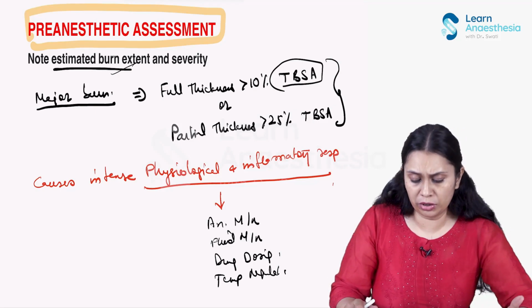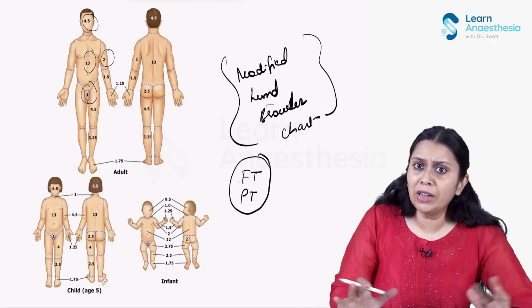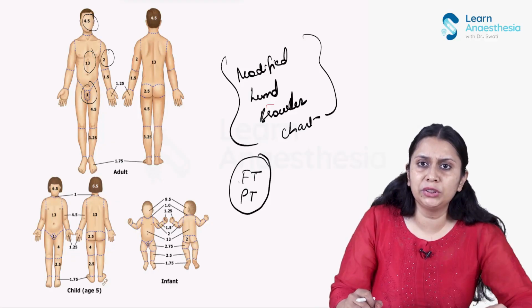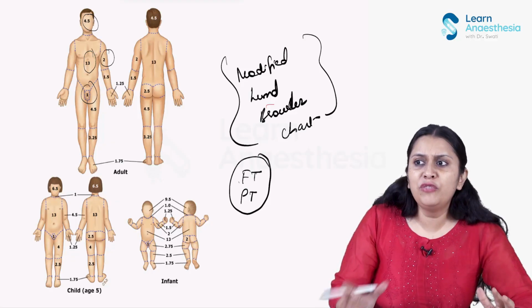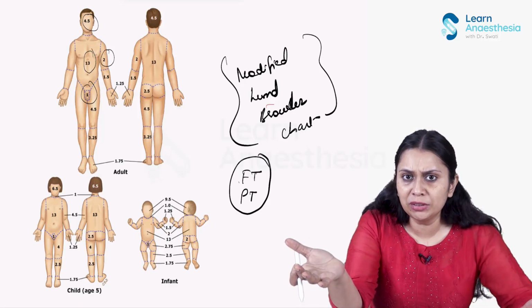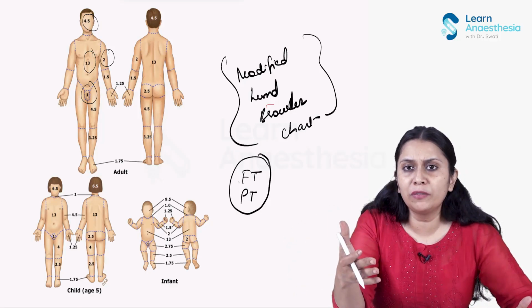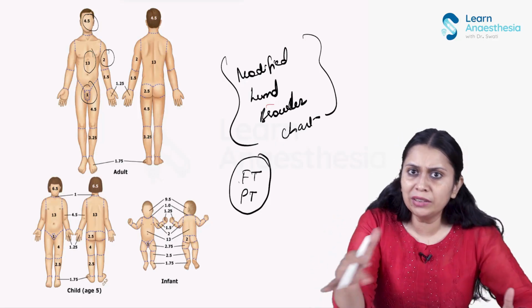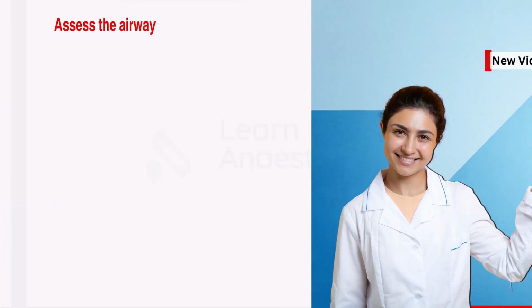Okay, the next important thing when we are assessing a burn patient is to assess the airway of the burn patient. Visible airway problems can be seen in these patients, and invisible problems of the airway because of inhalational injury would also be seen in these patients. So we have to assess it for both.